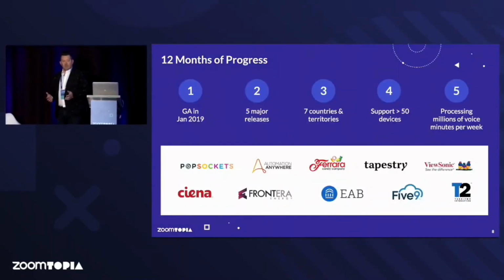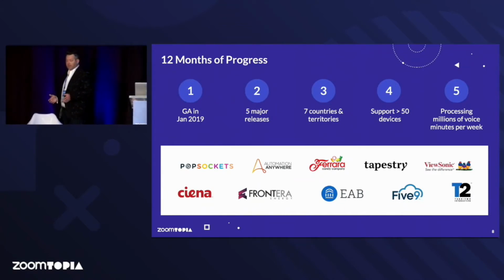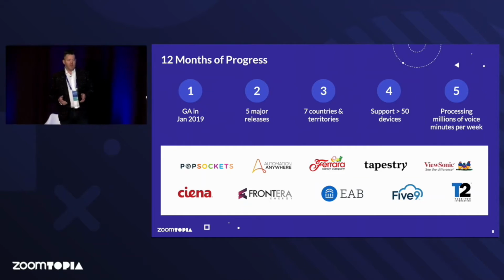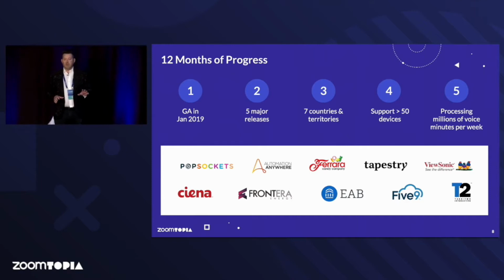Since we announced 12 months ago at Zoomtopia last year, we've done a lot. We announced beta last October. In January, we went general availability. And since then, we've had 5 major releases already. So listening to our customers, finding out where the feature gaps were, where was the pent-up demand, what do we need to do to make it the right solution for you, and then taking that to heart and innovating at a rapid pace. So these 5 major releases have delivered a lot.